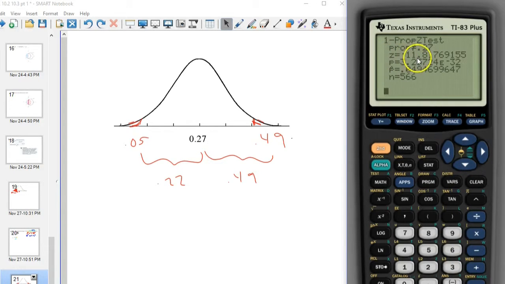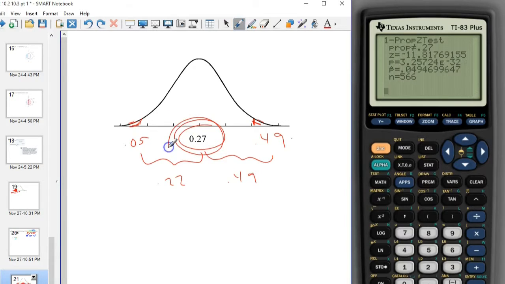All right, I get a z value that's negative 11, and my p-value, look at that. It's got 31 leading zeros. It's virtually zero. So it's saying that if the 27% is true, and this is what you got in your sample, that's basically saying this can't be true. The probability of seeing 0.05, if this is true, is 0.000, 31 zeros, and then a 3, which is virtually zero, which means there's no way that could happen.